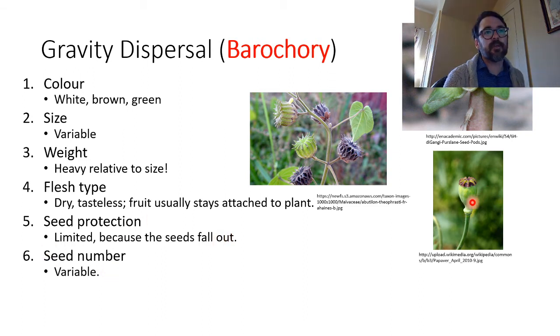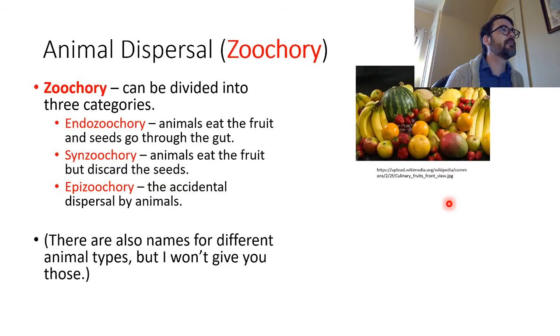Poppies do this too. They make these funny fruits, I think that fruit is called a capsule. But if you shake it, it's like a rattle and you can see the seeds falling out. And then animal dispersal, which is called zoochory. So the zoo is like zoology. And you can divide that into 3 categories, right?